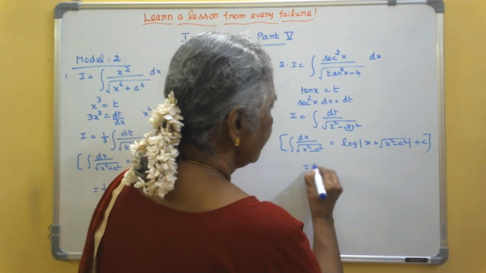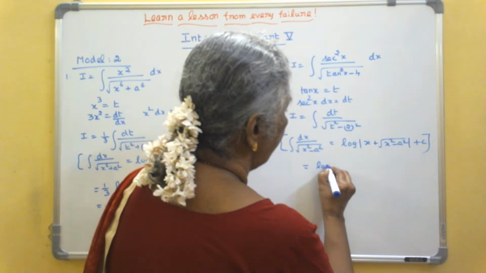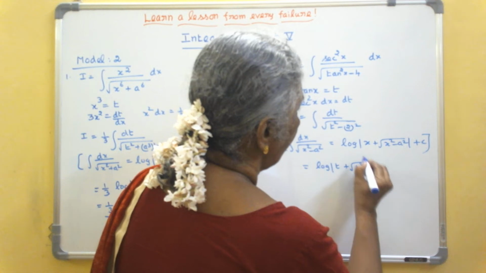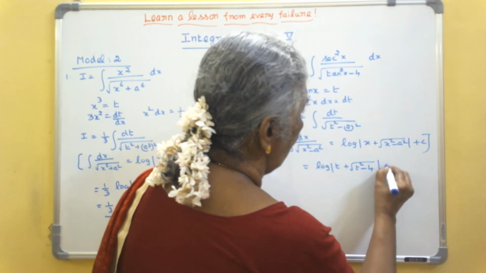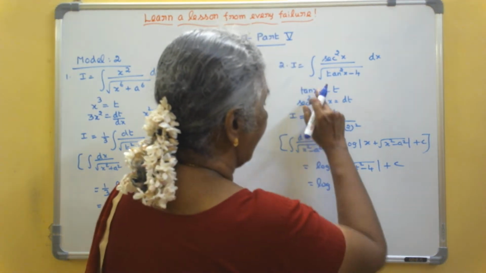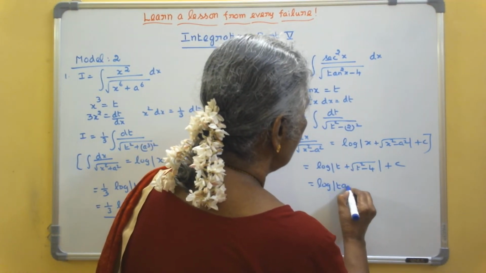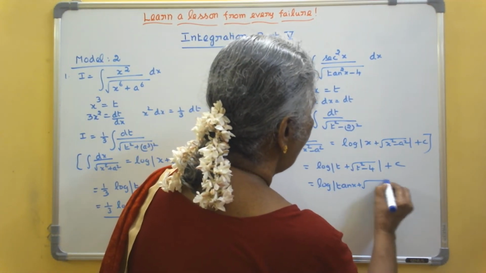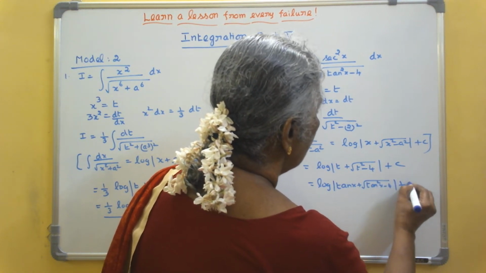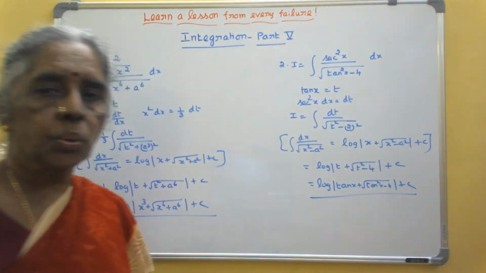So now let us do the log mod. I will get t plus root of t squared minus 2 squared, which is 4, plus c. Then wherever t is there, I will write tan x. So I will get tan x plus root of tan squared x minus 4, plus c. Do you follow these two sums?